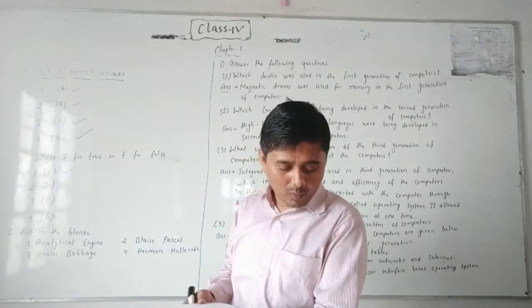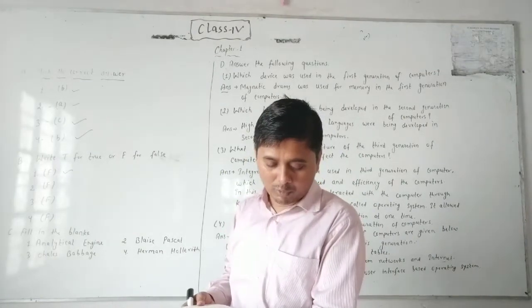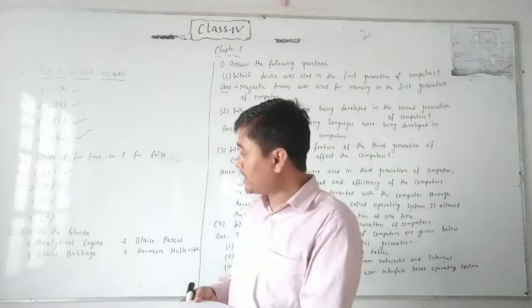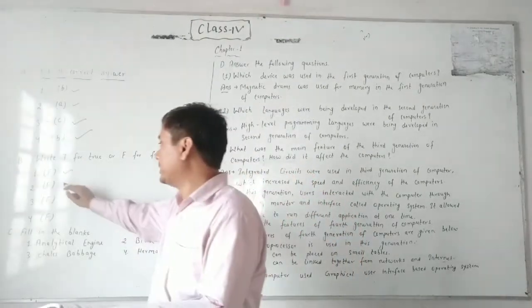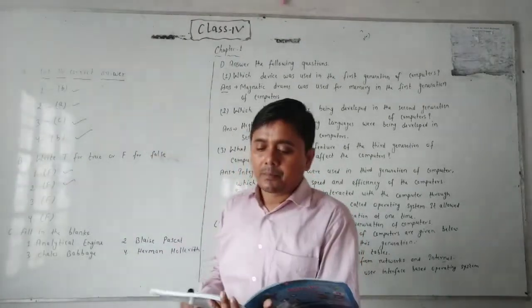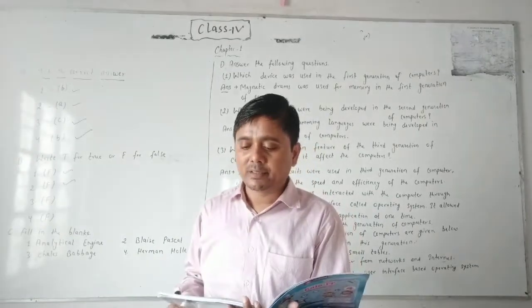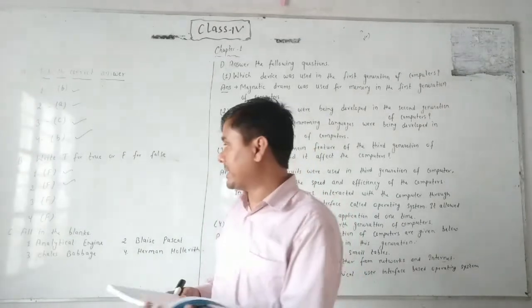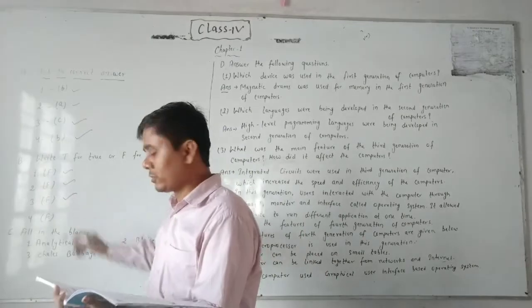Pascaline was made up of a circular box. It is wrong, it is rectangular. Next, second generation computers use natural languages. Wrong, it is false.